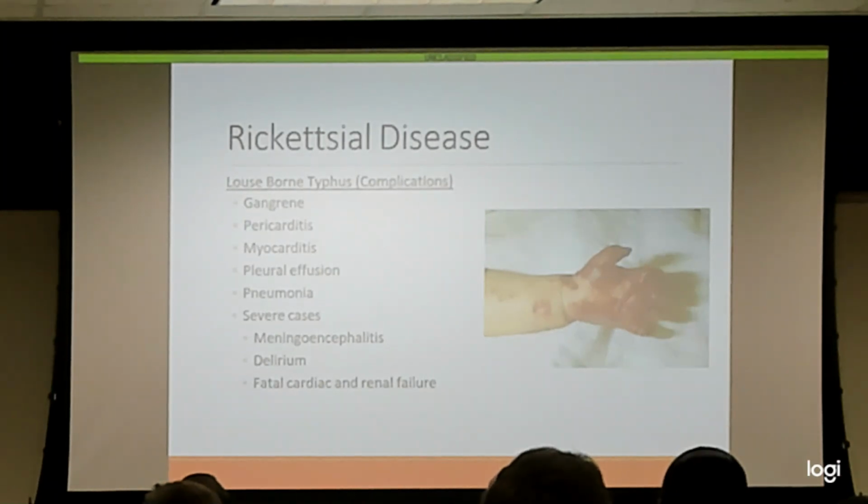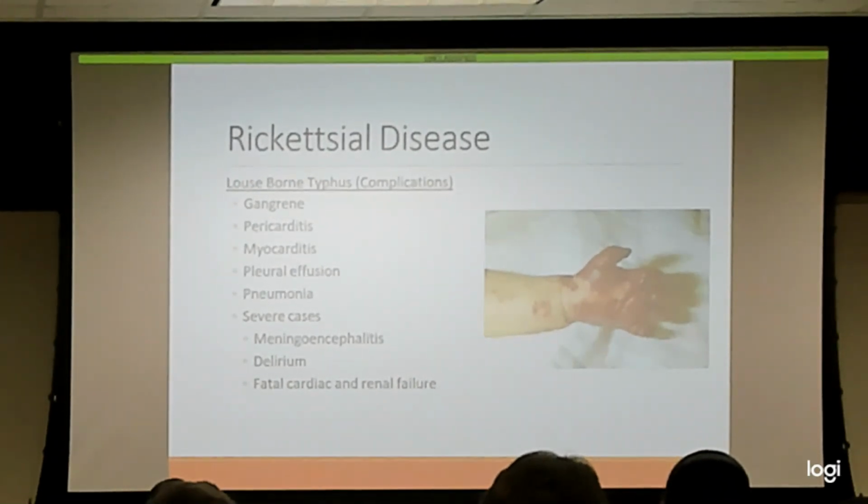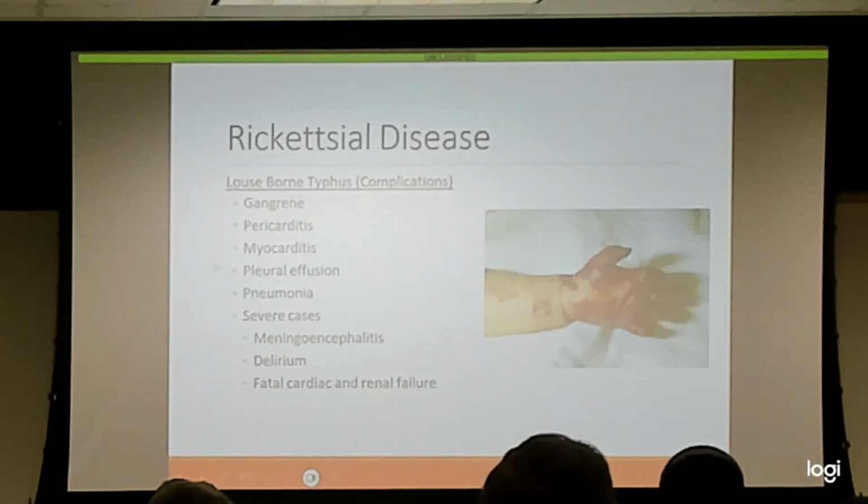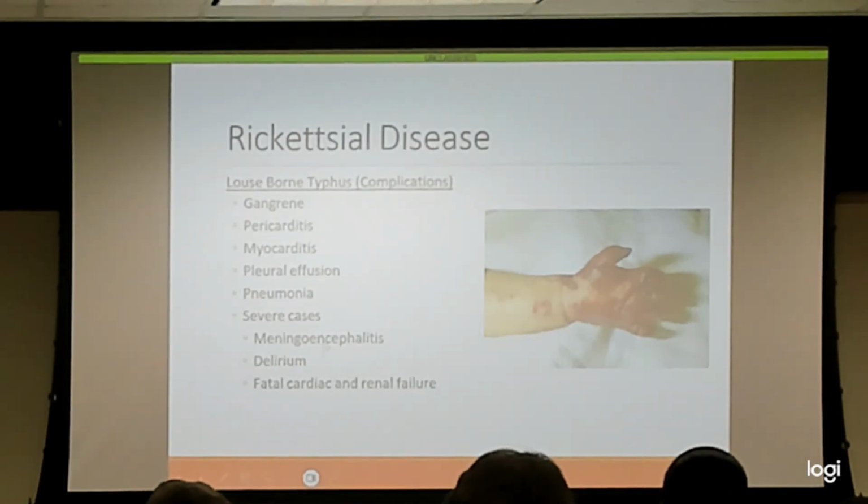Okay, so here are some of the complications. As you can see, that little baby's hand, he's got some gangrene going on because of the vasculitis and the circulation probably being cut off due to where and how this thing actually affects you and attacks you. If you let this go on for quite a while, you may end up with some of these other ones. You may end up with some pericarditis, myocarditis, pneumonia. Severe stuff will be the meningoencephalitis, fatal cardiac or renal failure.